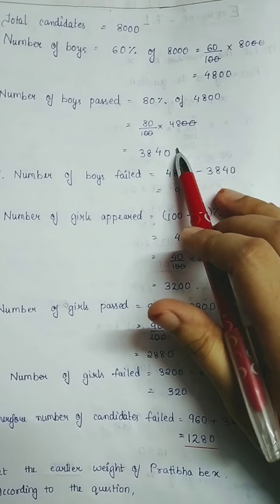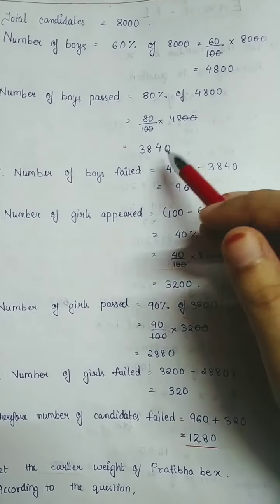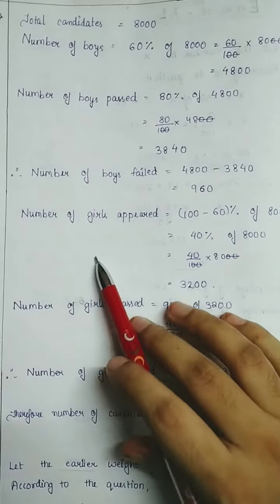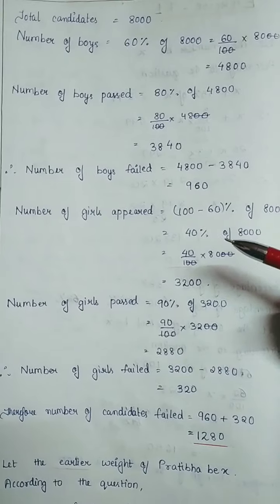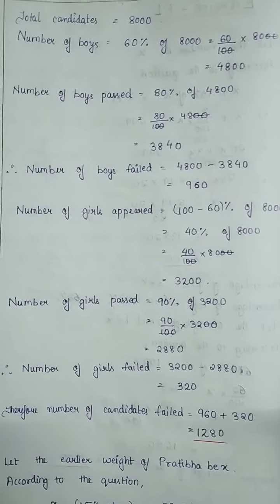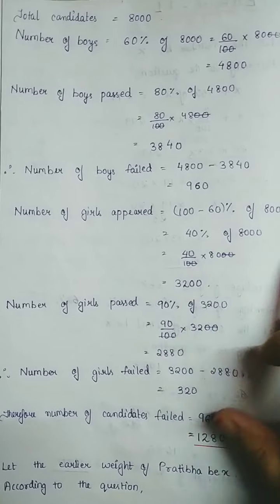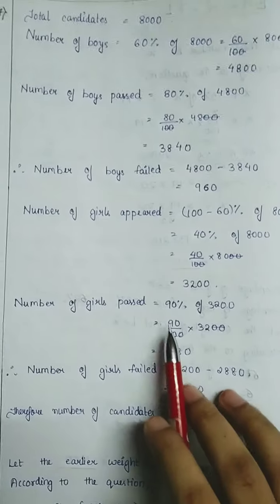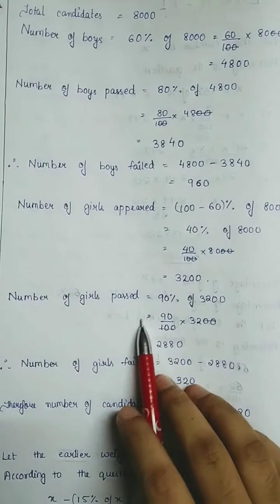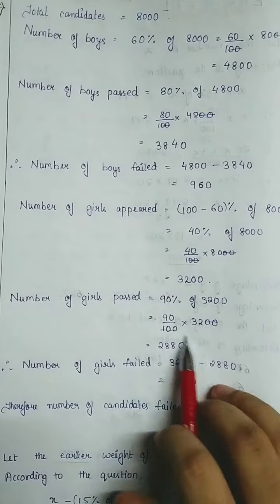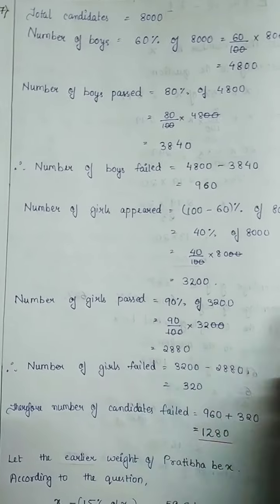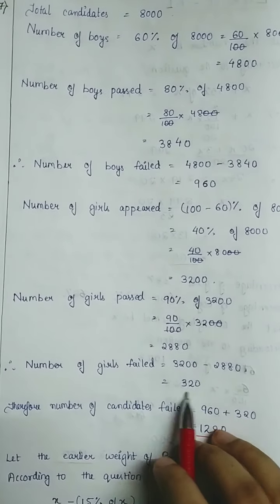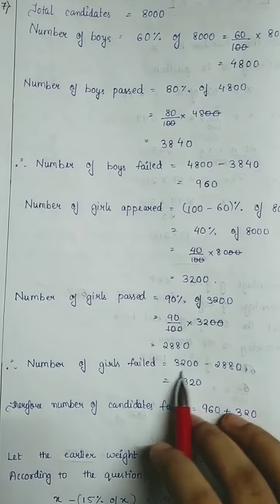So this much students passed. So how many boys failed? Just subtract 4800 minus 3840, so that is equals to 960. Now number of girls appeared for the examination, because 60% were boys, so 40% will be girls. So 40% of 8000 is equals to 3200. Now out of 3200, how many passed? 90% passed. So 90% of 3200 is equals to 2880. So 2880 girls passed. So how many failed? So 3200 minus 2880, that is equals to 320. So number of girls failed is 320.